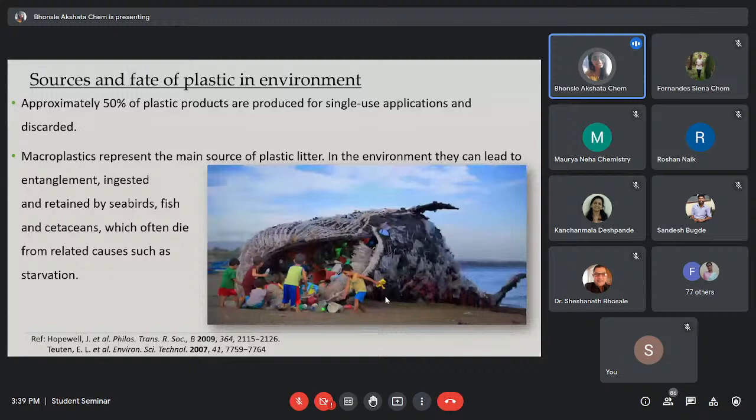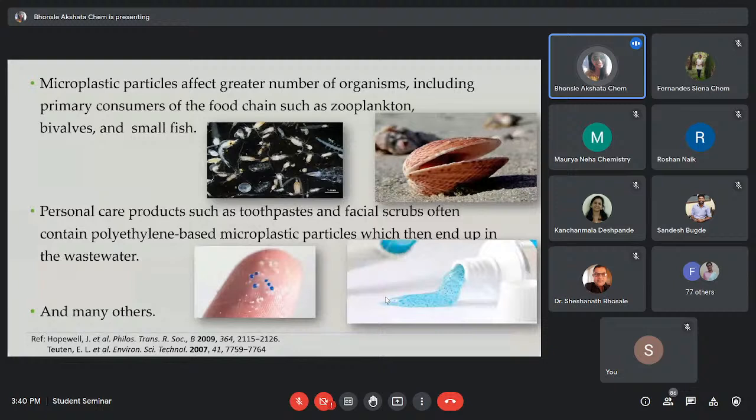Now, this is a very gruesome picture, but it's a real picture from the shores in the Philippines. A whale was washed onto the shores with 40 kgs of plastic in its body. Microplastic particles affect a greater number of organisms, especially the primary consumers lower in the food chain, such as zooplankton, that is the first picture. Then we have bivalves, which are the shellfishes, and also small fishes, because their mechanism of ingestion is quite basic and simple, and they do not have very complex pathogen clearing mechanisms in their body. So all these substances very easily go into their systems, are retained, and then climb up the food chain and enter into the body of humans as well.